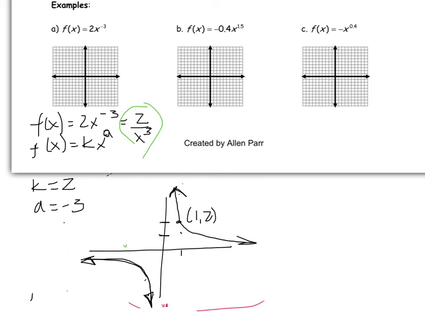That's okay. I'm going to write up here, I have a little bit more room. In letter B, my example B, my k value is negative 0.4. Because my k value is negative, that means that half of my power function is going to be in quadrant 4. I apologize, negative 0.4.